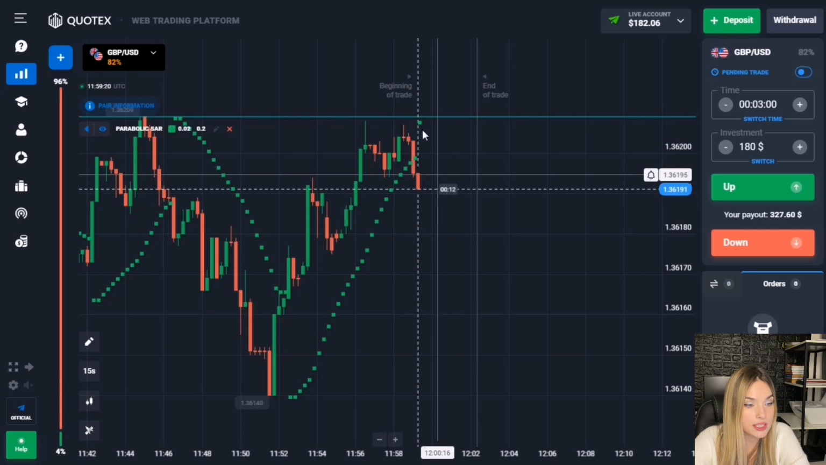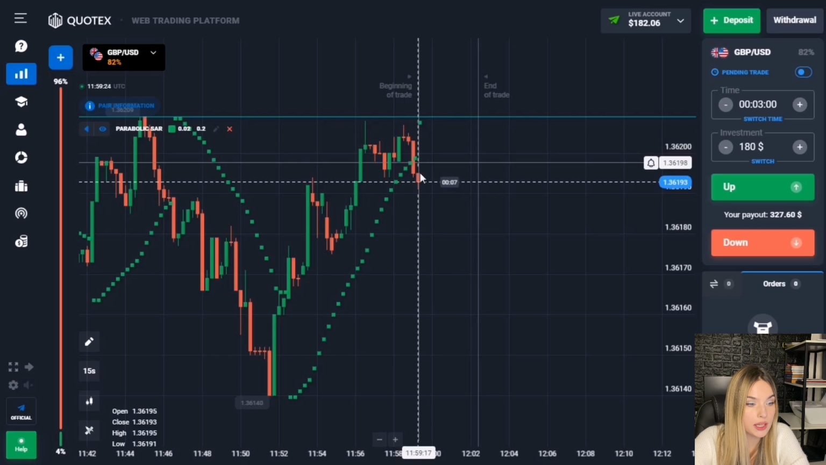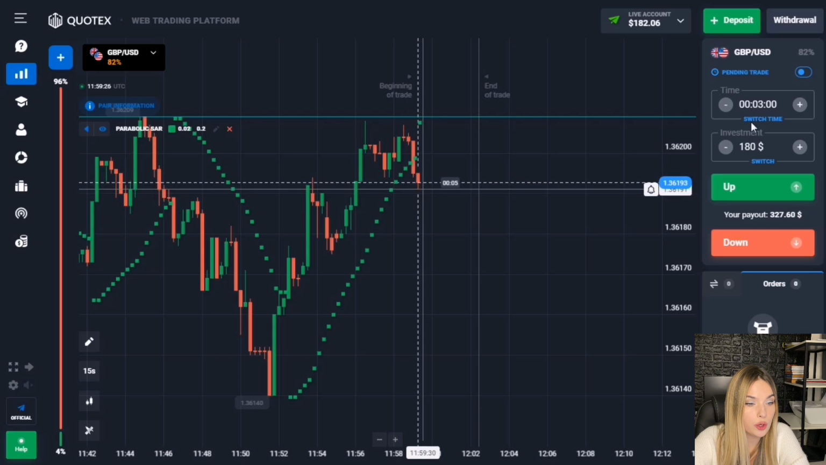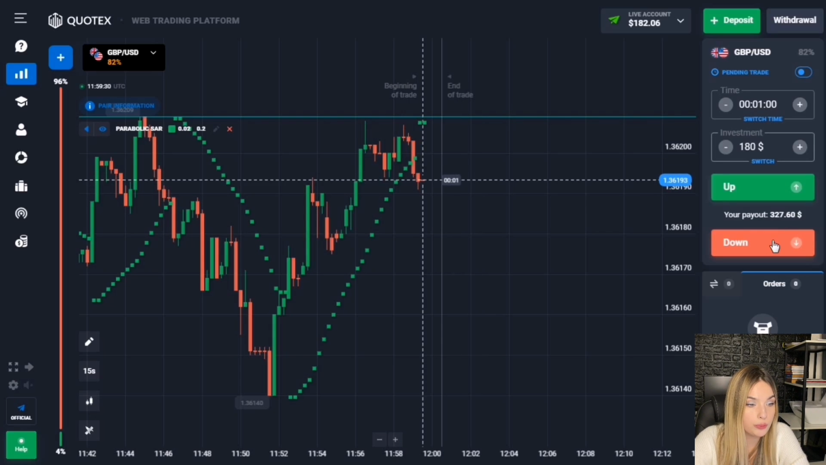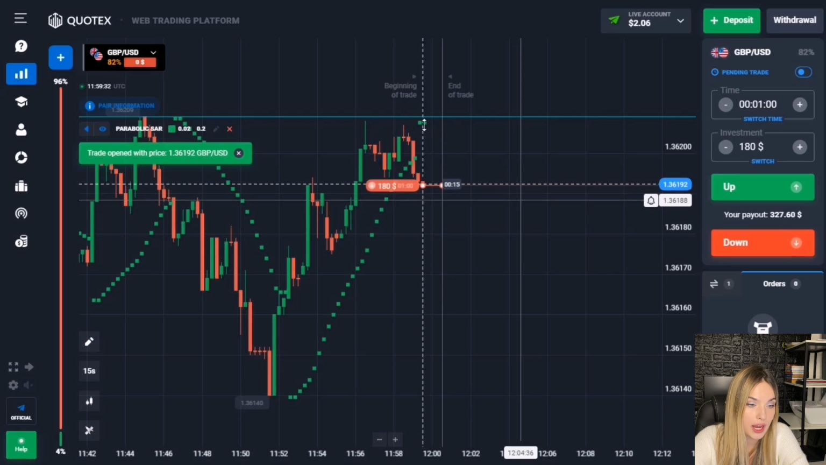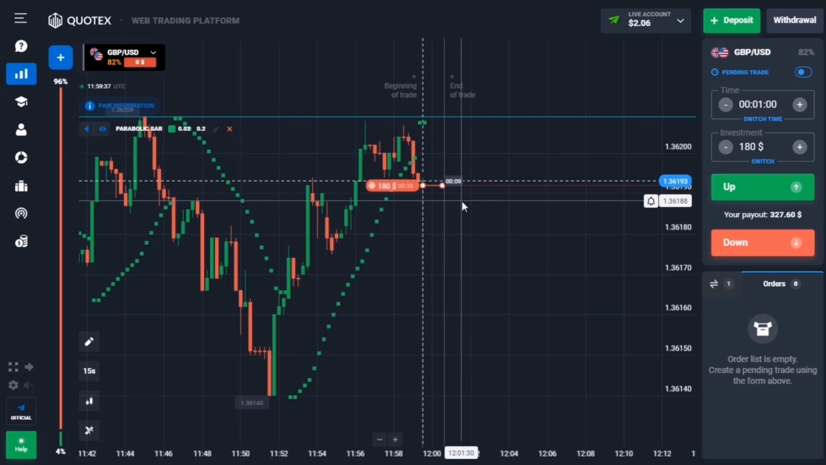So friends, here we see that there is a slight pullback down from the resistance level. Also, a signal appeared above the chart. In this situation, I will open a deal for a decrease of just 1 minute. I think that a small pullback will still occur in the near future, and 1 minute will be quite enough here. So friends, let's wait for the end of our deal.